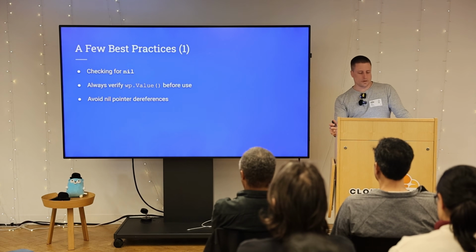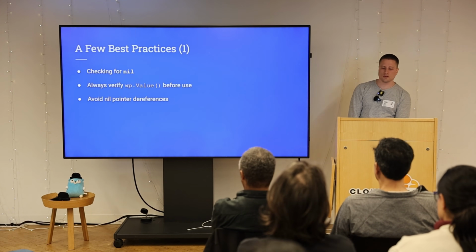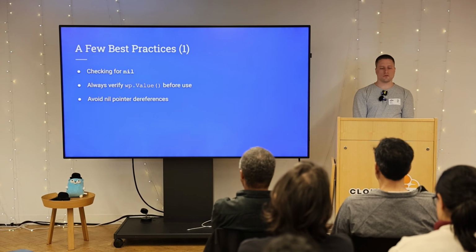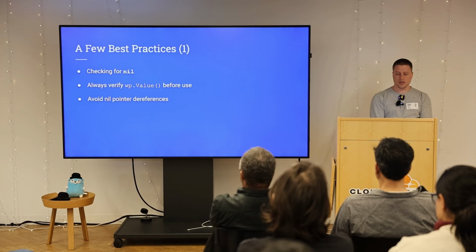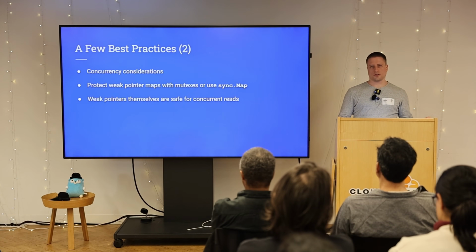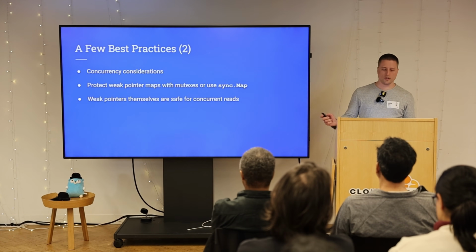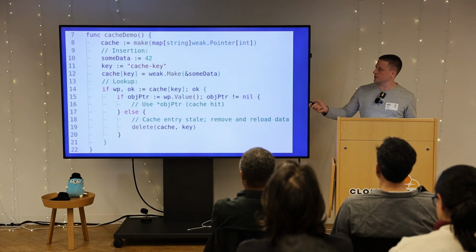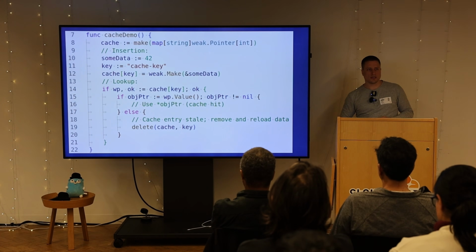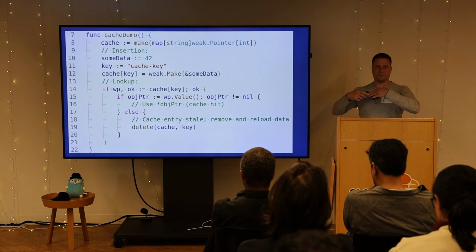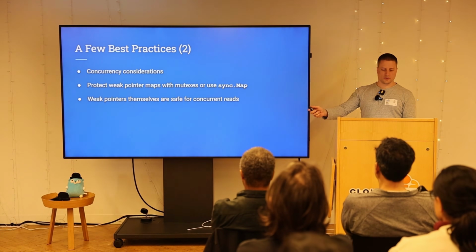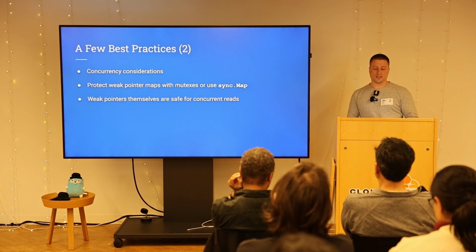A few best practices. First of all, obviously checking for nil, verifying every time you use weak pointer.value to avoid nil pointer dereferences. Another thing is concurrency considerations. The weak package itself is thread safe. If we look back at some of the code that was written, the map isn't, and sync.Map, for example, in the Go standard library would have made this thread safe, but the underlying weak pointers are perfectly thread safe, so there's no concerns there. So they're perfectly safe for concurrent reads.